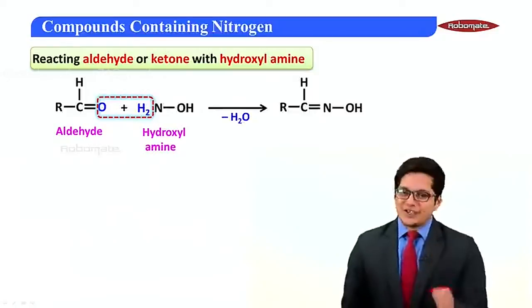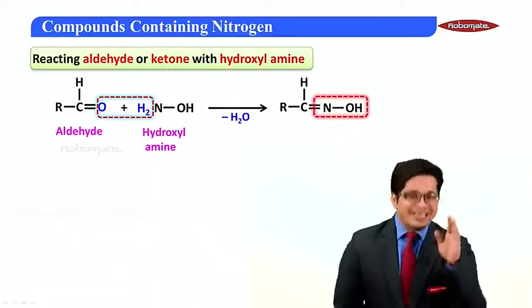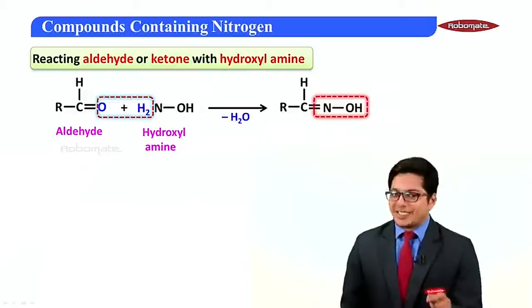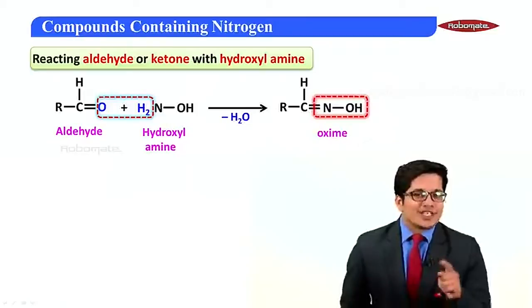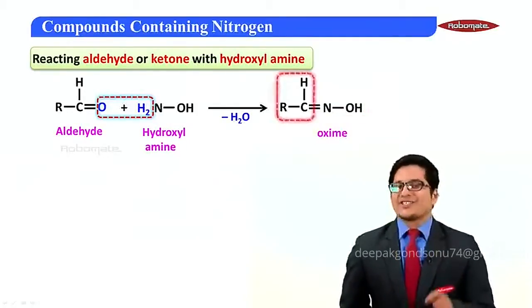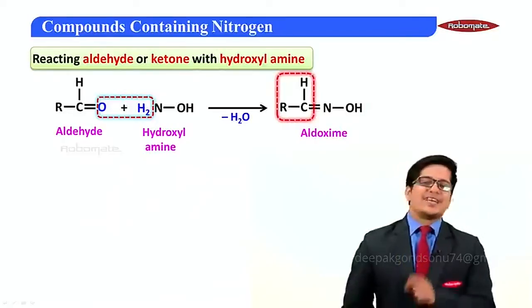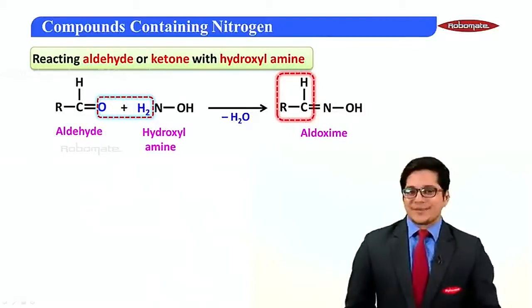Again, do you have double bond NOH as a functional group? Yes, we do have it. That means, is it an oxime? Yes, it is. But was it obtained from an aldehyde? Yes, it was. So we also have an aldehyde group, and therefore the name becomes aldoxime.